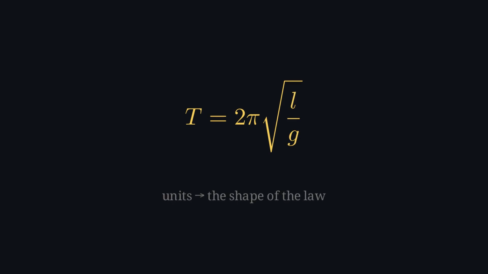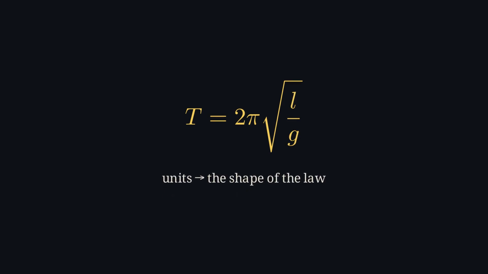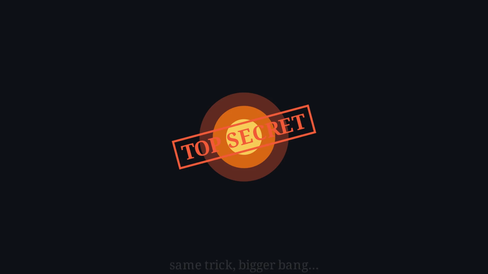So that's the quiet magic here. 5 quantities, 3 dimensions, and the units alone told us the shape of the law, and that the mass simply doesn't matter. Now take that exact same trick and point it not at a swinging lamp but at a nuclear fireball. And it hands you a state secret. But that's a story for another day.